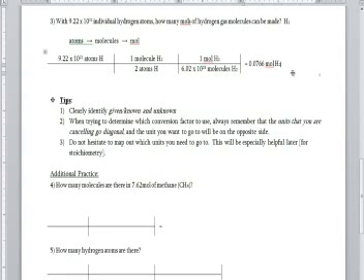Your final answer is going to be 0.0766 moles of H2. And if you want to express that in scientific notation, it'll be 7.66 times 10 to the negative 2. And put that as a superscript. And then your unit will be moles of H2. And that's your final answer.